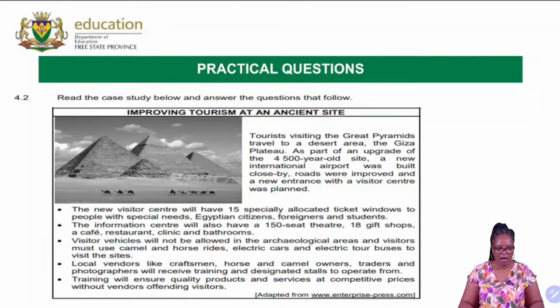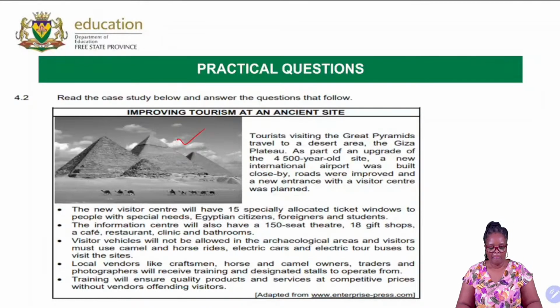So let's look at our picture. You can see we have the attraction here. There it is. We have our attraction. Look at the picture. It is clear. You can see it. The topic says improving tourism at an ancient site. Firstly, you must have a highlighter or a color pen, different from the one that you are writing with. It will assist you to highlight, to underline, to circle the most important facts so that you will remember them when you have to respond on the questions.